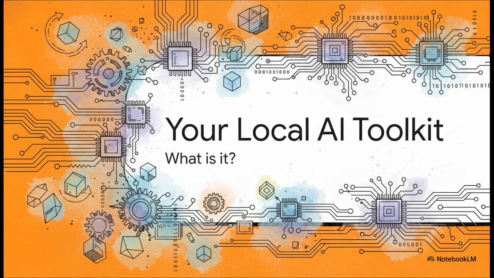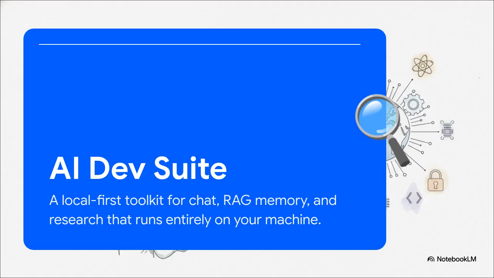Okay, so what is this thing really? Let's break down what the AI Dev Suite actually is. Well, think of it as your own personal, self-contained AI world for development. And that phrase, local first, that's everything. It means it all runs right there on your computer. We're talking tools for chat, for research, and for something called RAG memory. That's Retrieval-Augmented Generation, and we'll get to what that means in a second.